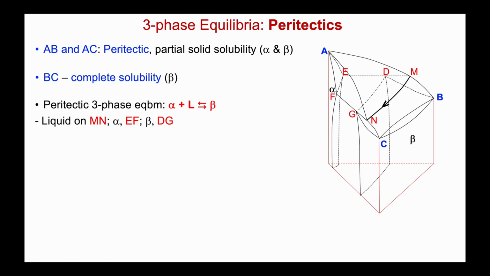Alright, let's colour in some of the liquid surfaces just to give you a sense for the 3D nature of this system. So what I've shaded in blue are the liquidus surfaces. AMN, that is the liquidus surface that's associated with primary phase alpha, and BMNC is the liquidus surface that we'll find is associated with primary phase beta.